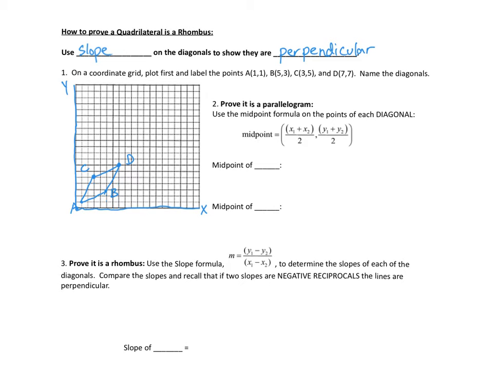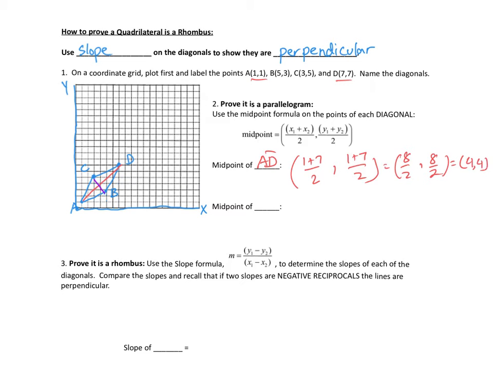Okay, first we need to prove that it's a parallelogram because it always has to be a parallelogram before it can be proved anything else. So for the midpoint, we have to find the diagonals. I'm going to do AD and CB for their diagonals. Let's start with AD. AD is 1, 1, 7, 7. So 1 plus 7 divided by 2, and 1 plus 7 divided by 2. That gives me 8 divided by 2 and 8 divided by 2, which is 4, 4.